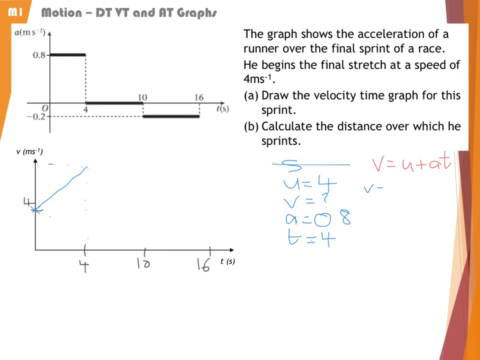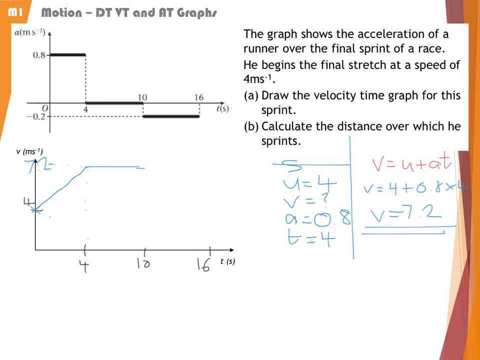So my final velocity is going to be 4 plus 0.8 times 4, and that's going to come out to be 7.2. Okay, so this number just up here is 7.2. Then for the next section we've got an acceleration of 0, so that means that the velocity is not changing. So it's not changed, it's stayed constant at that height there.